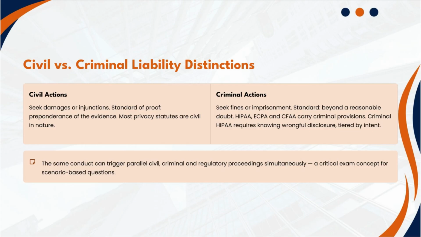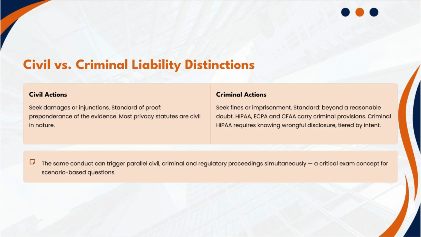Now most privacy enforcement is civil, FTC actions, state AG actions, class actions, all civil. But there are criminal hooks, and you should know them. HIPAA has criminal provisions. If you knowingly obtain or disclose protected health information wrongfully, that's a crime. And it escalates if you did it under false pretenses or for commercial gain. And people have gone to prison for this. There are cases of hospital employees snooping on celebrity records and facing charges. ECPA has criminal provisions for unlawful interception. The Computer Fraud and Abuse Act criminalizes unauthorized access.